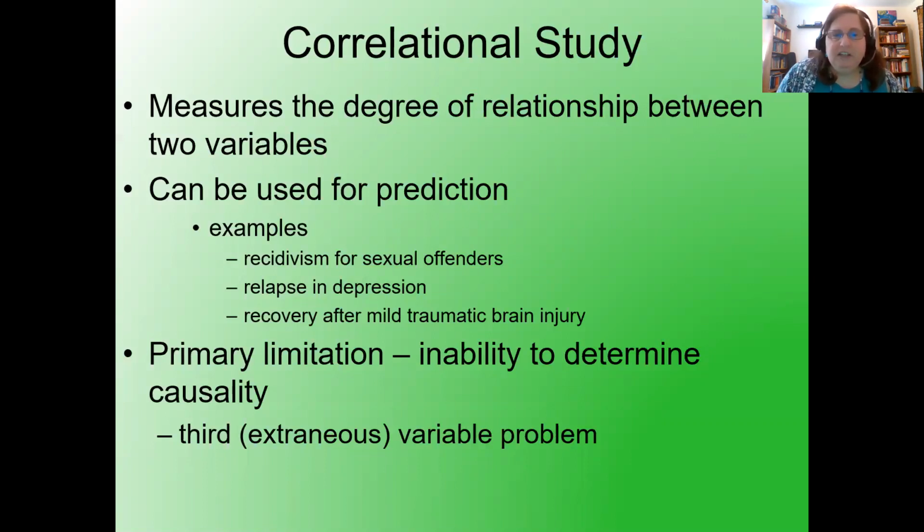But the primary limitation of a correlational study is the inability to determine causality. We always have that third extraneous variable problem. Let's say we're interested in looking at the relationship between number of fire trucks and amount of damage in a fire. So can we say, based on the number of fire trucks, that the number of fire trucks there causes the amount of damage in a fire? Of course not. It's really about the size of the fire. That's really what's going on.